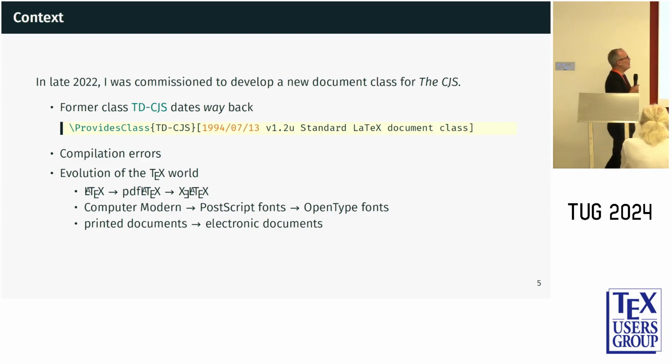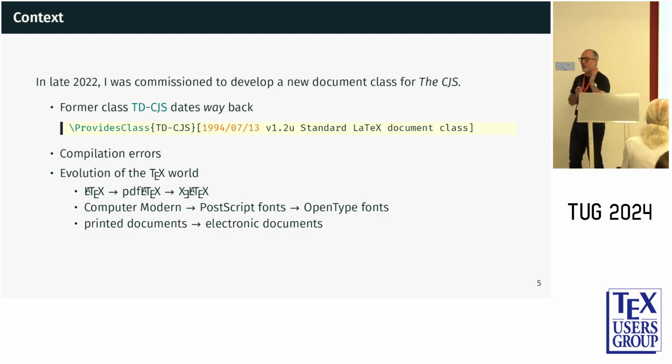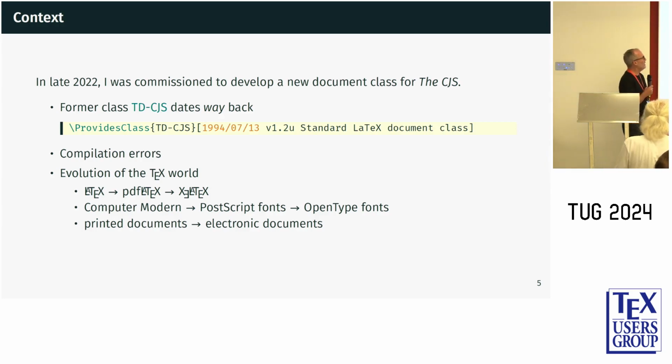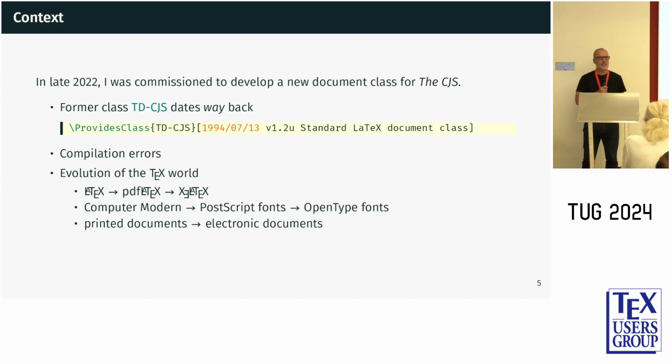Okay, so the context is the following: the LaTeX class that they were using for the journal was very, very old. I'm not 100% sure that this date written in the document class was updated over time, but the file includes this date, so from 1994. Obviously, this caused a number of compilation errors when people were submitting their articles. So that's where the need for a new class seemed to have arisen.